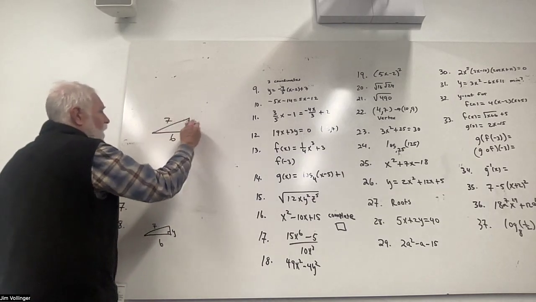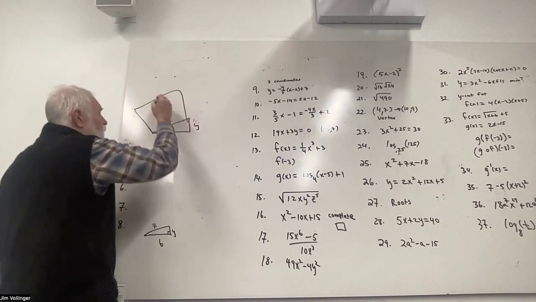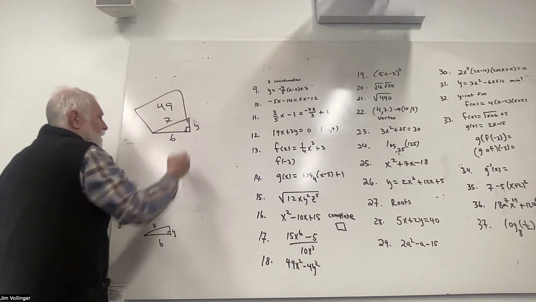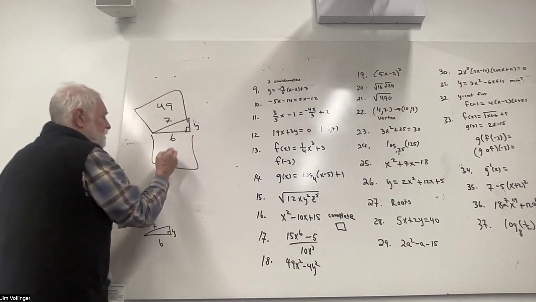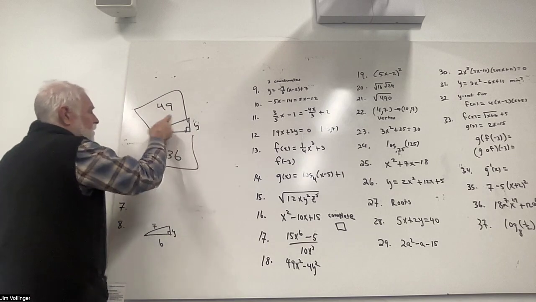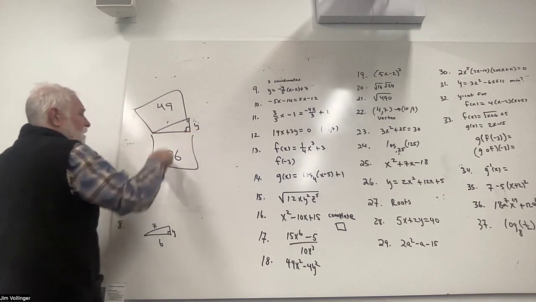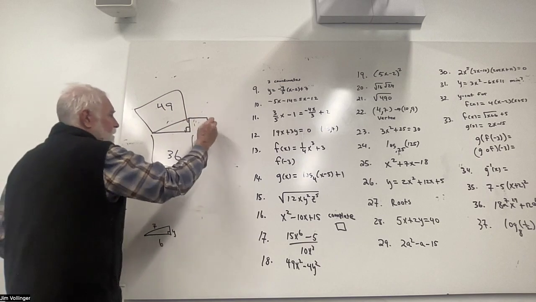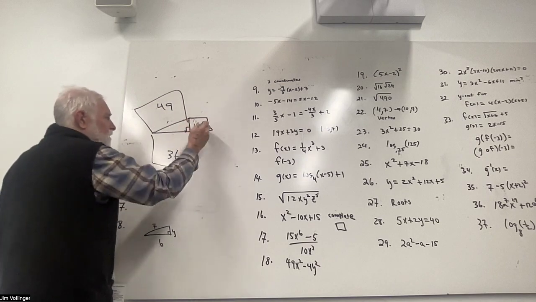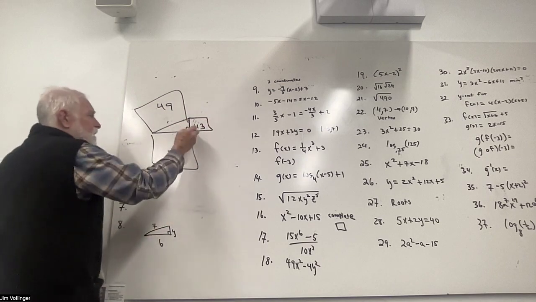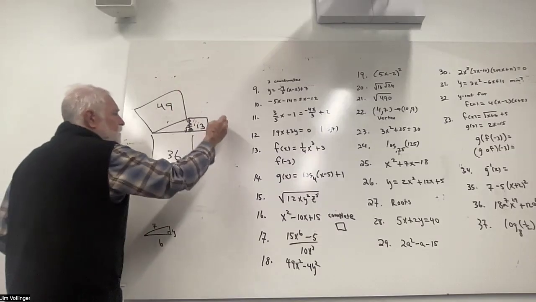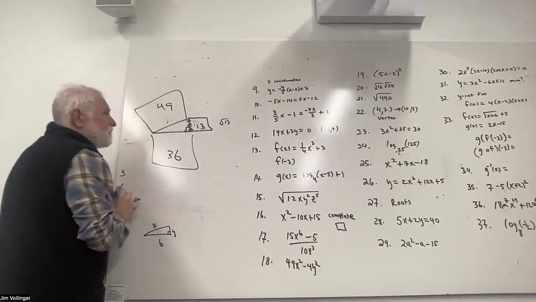All right, you do not want to have to write out a distance formula for problems like this. 6, 7, why? You want your brain to go 49, there's the right angle, 36. All right, so therefore, what does this y have to be? 13. The smaller square area is right there. And so what is that length? That length is the square root of 13.